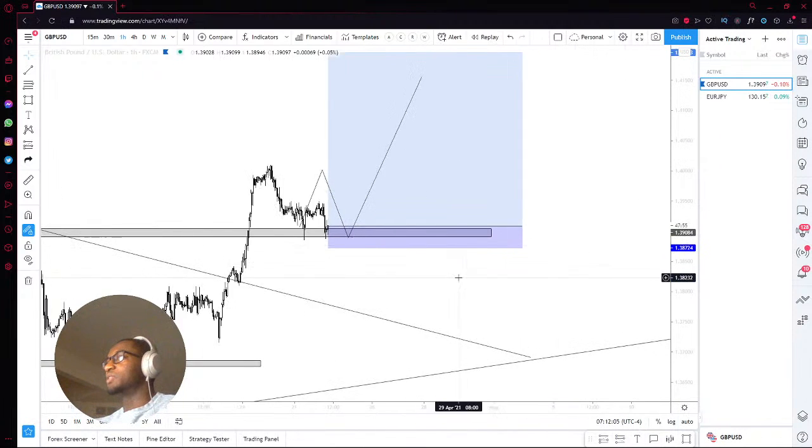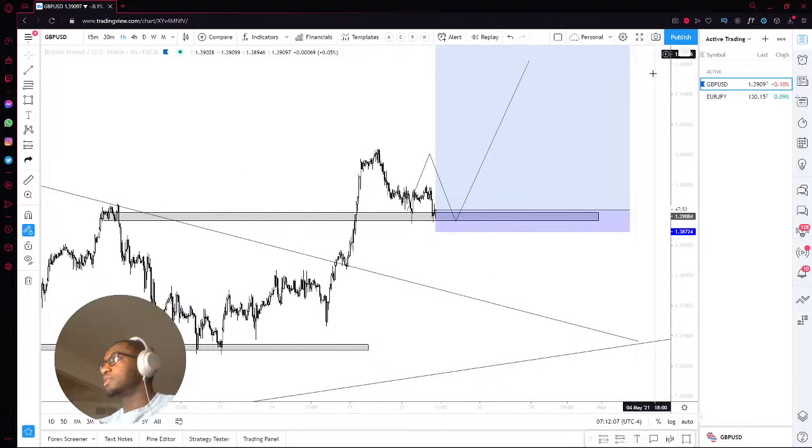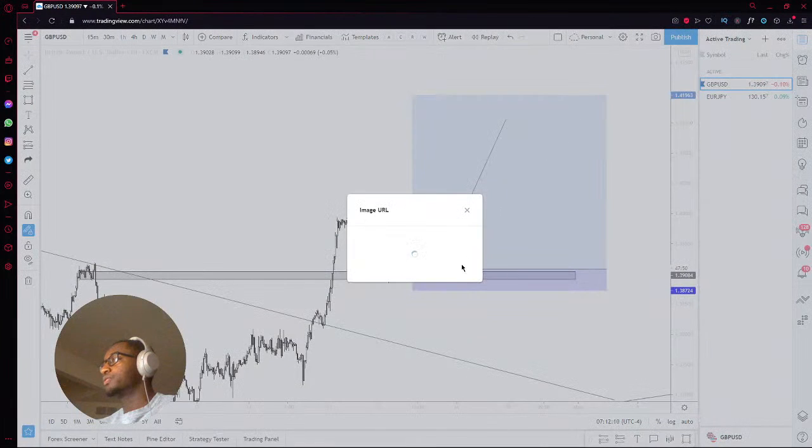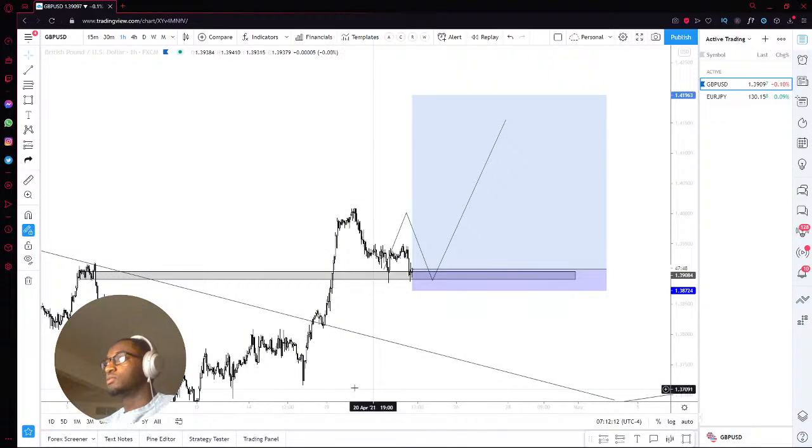Alright, let's get back to the chart. So I just took the position. Let me actually send a screenshot. Looks like there should be a little bit of push down. Okay, let's mark this up.